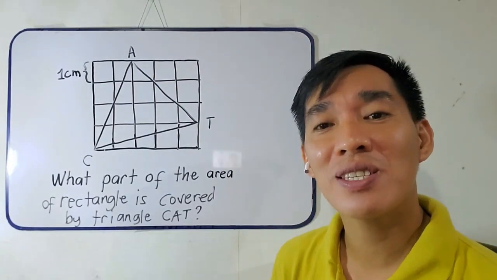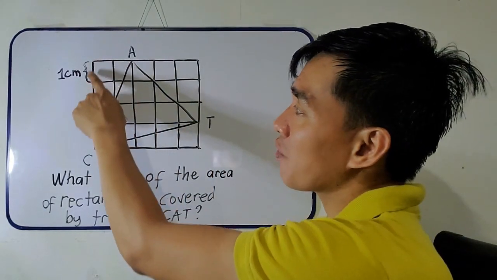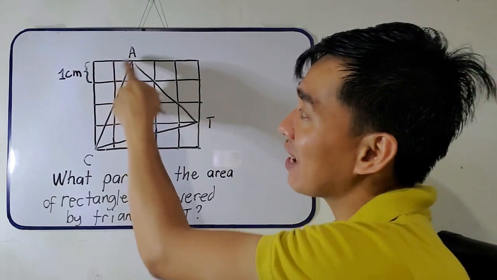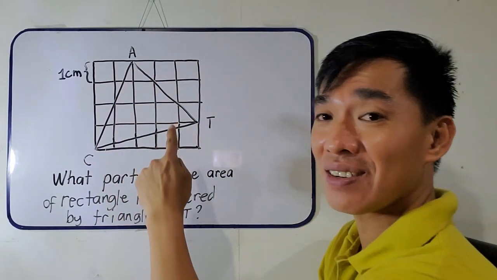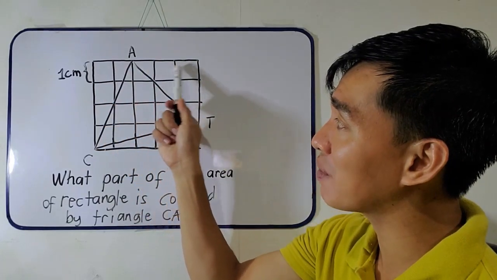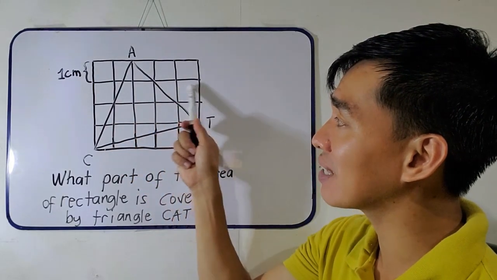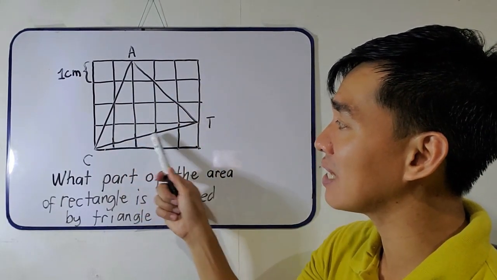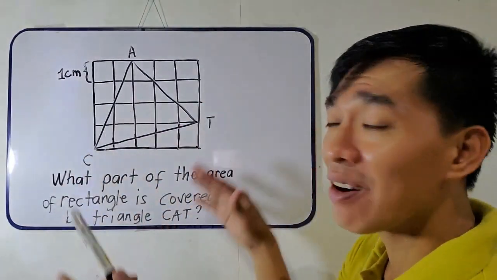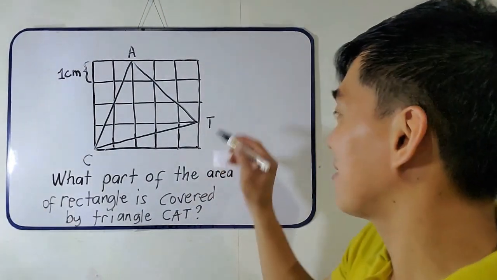This time, let's try to give the solution for this problem. If this square here is 1 centimeter by 1 centimeter, it's easy to get the area of the entire rectangle. All you have to do is count the number of squares that made up the rectangle. So 1, 2, 3, up to 20, because 5 times 4 is equal to 20. So the total area of this rectangular figure is 20 square centimeters.